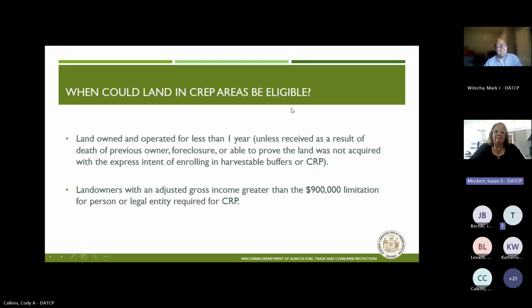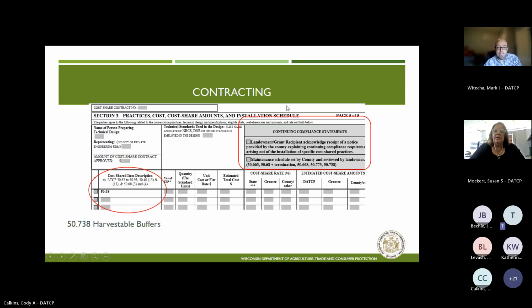Next slide, please. Again, we've updated the contract to have continuing compliance statements, which will apply to this 10-year practice. And also you'll be able to find harvestable buffers in the drop-down as you're used to finding with other practices in Swarm. Next slide, please.